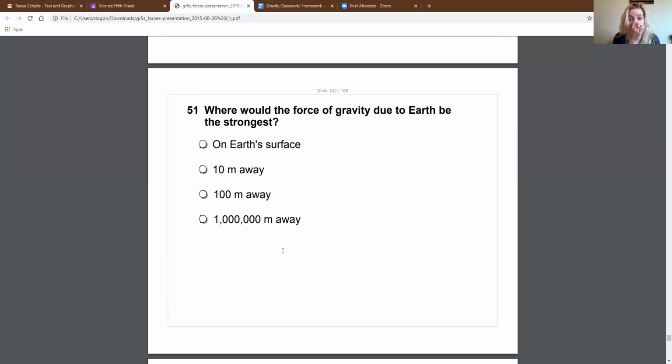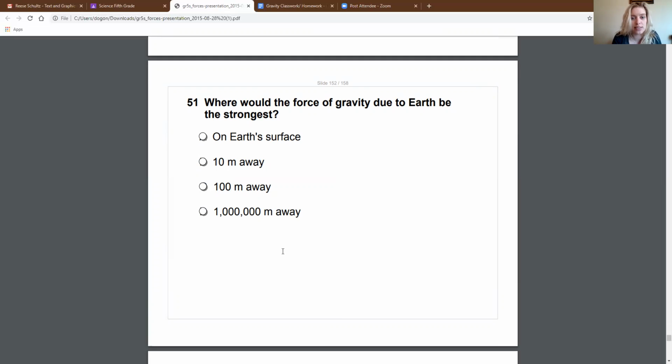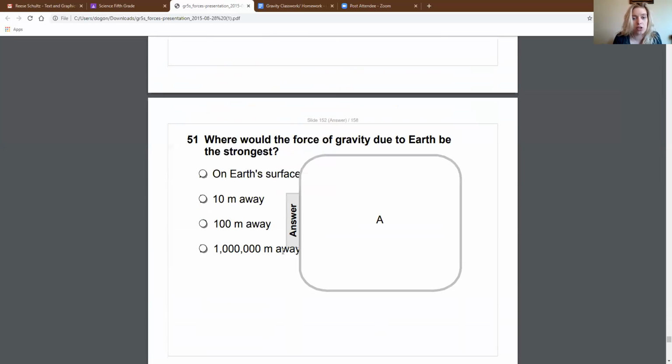Okay, where would the force of gravity due to Earth be the strongest? So on the Earth's surface, 10 meters away, 100 meters away, or 1,000,000 meters away. So which force of gravity would be the strongest? Remember, strongest is the shortest distance. Okay, so the shortest distance would be A, on Earth's surface.